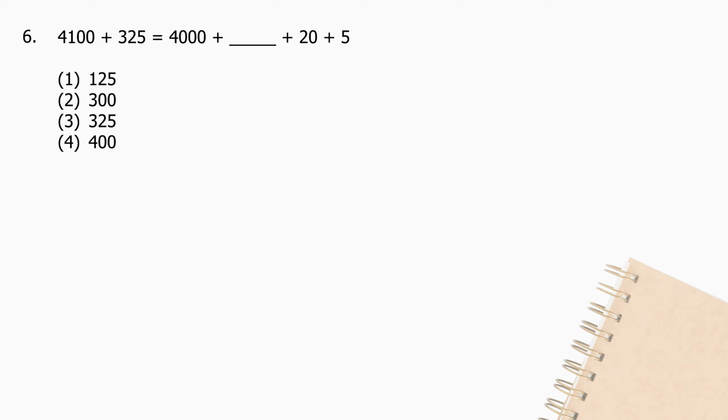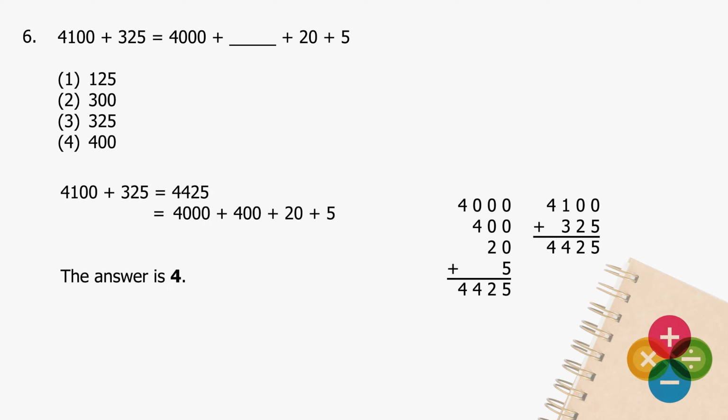Question 6. Add 4100 to 325, and it is equal to add 4000 to missing number to 20 and to 5. Add 4100 to 325, and the sum is 4425. 4425 is equal to add 4000 to 400 to 20 and to 5. The answer is 4.